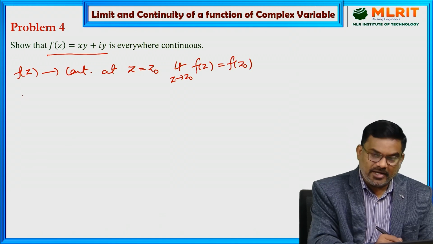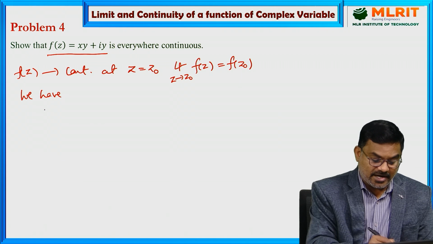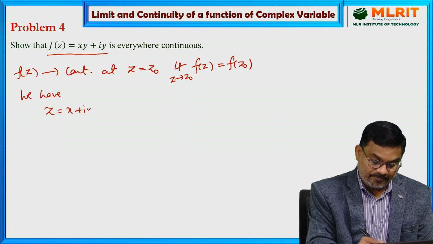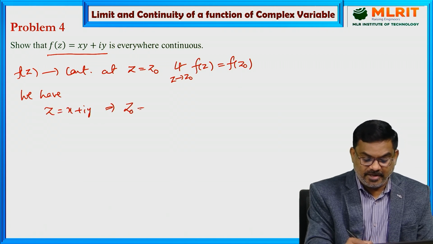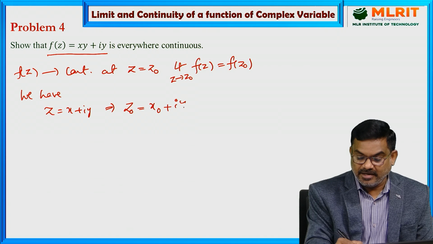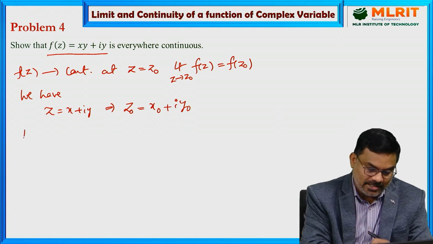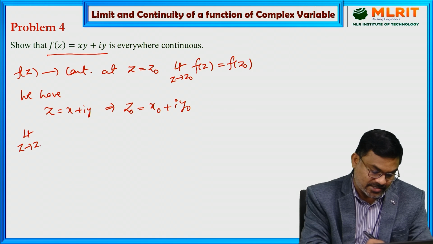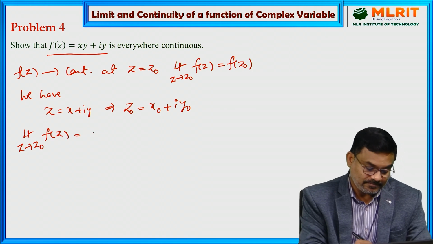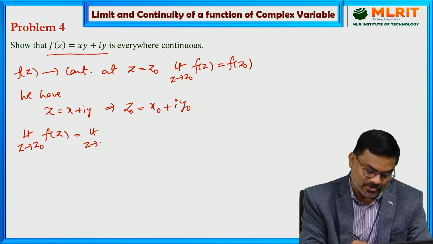So we have, what is z? z is x plus iy. Then z naught will be x naught plus i y naught. Now we need to find the limit. So limit as z tends to z naught, f of z means limit as z tends to z naught, x naught plus i y naught.